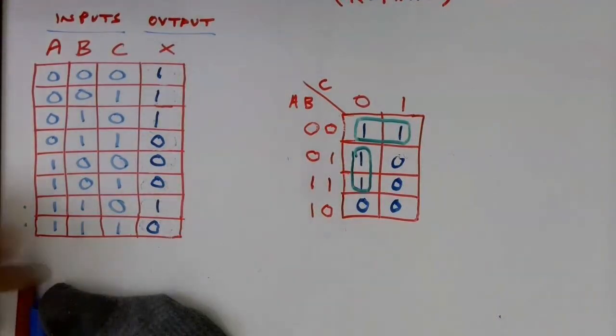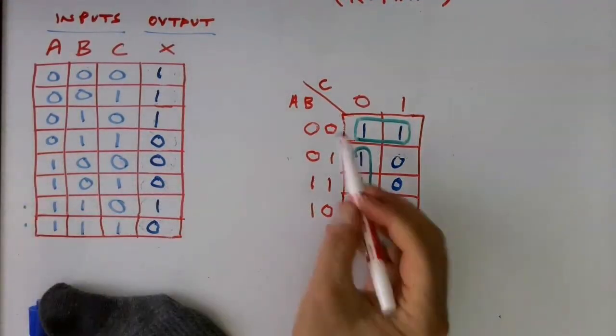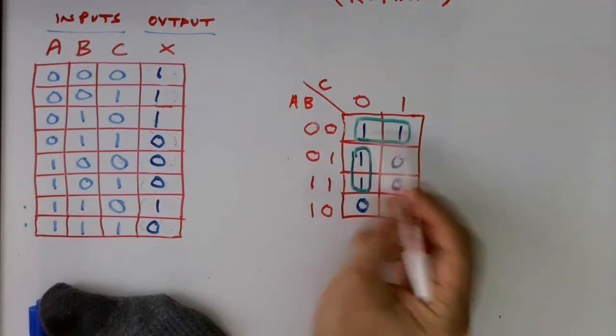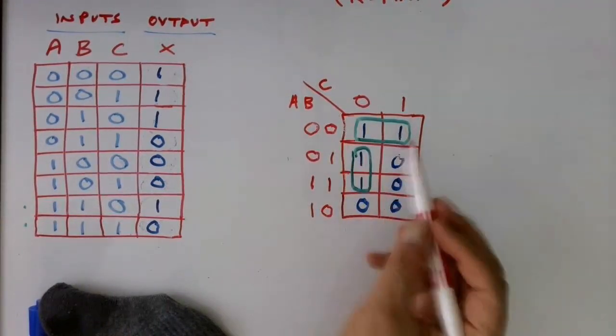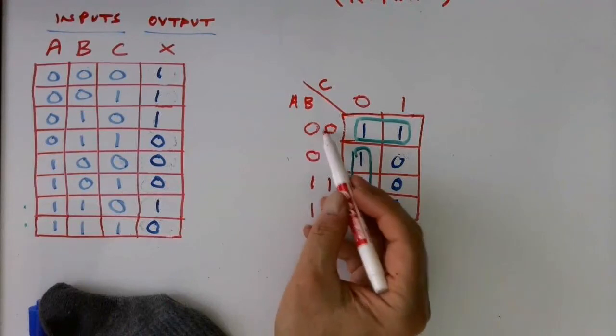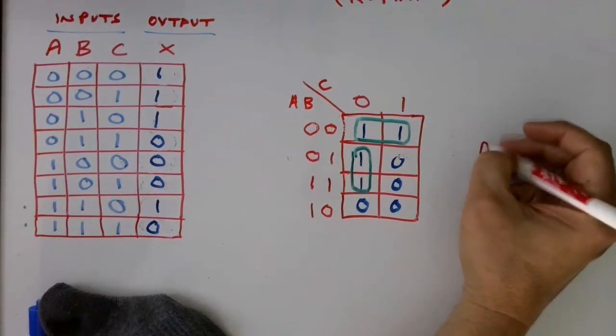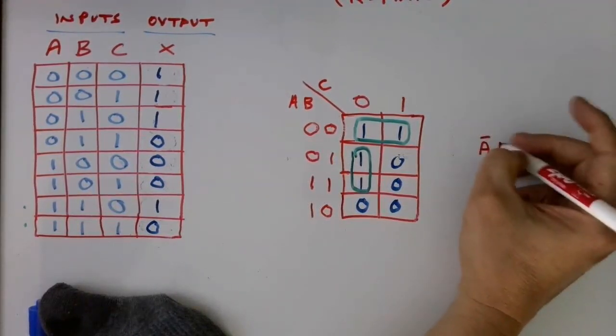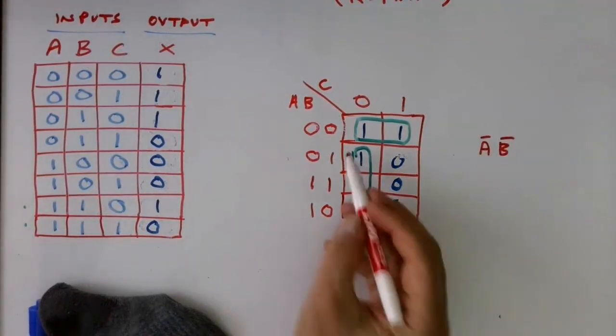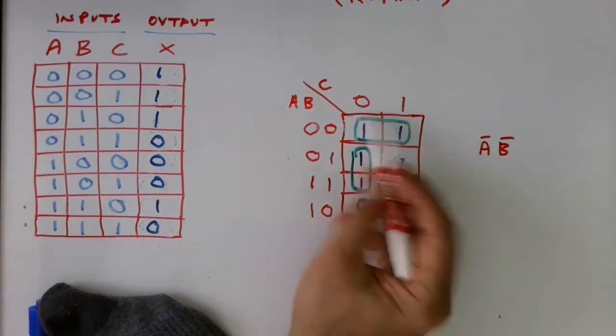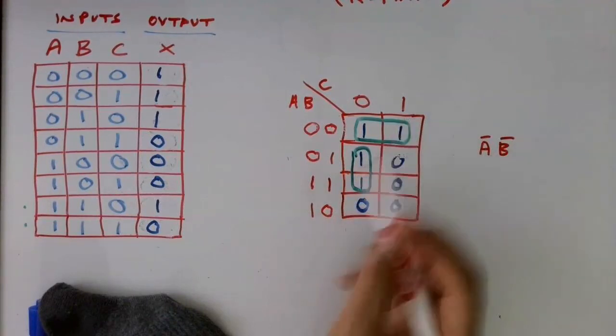Okay? So A and B are both 0 as we transition from left to right. So that means what? If they're both 0, they have to be inverted. So that'd be A naught, B naught. And then going on, C is transitioning from 0 to 1, so we throw it out.